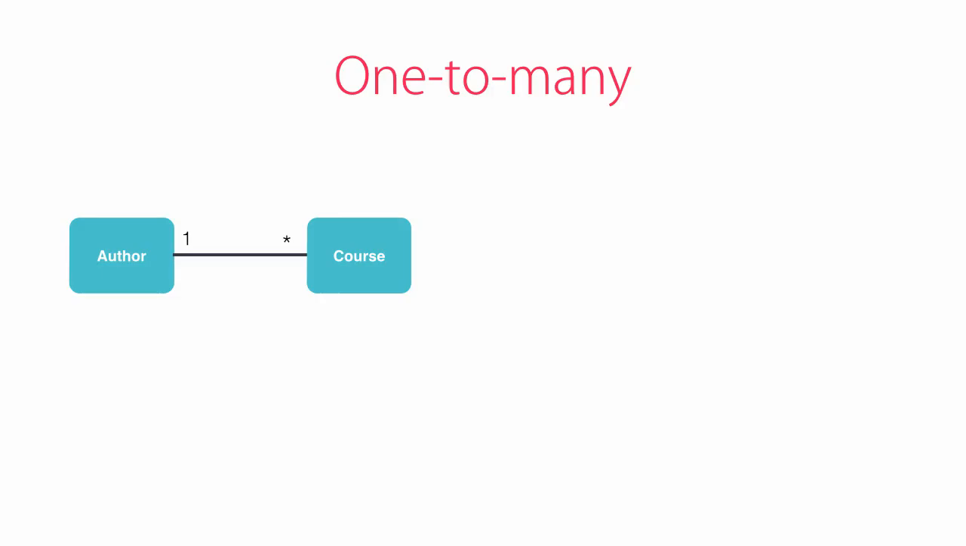So here is an example of a one-to-many relationship. An author can have many courses, but each course has only one author. Again, this is something that I'm assuming here. In a real-world scenario, a course can have multiple authors, but we'll get to many-to-many relationships later in this lecture. So let's imagine we want to configure this relationship from left to right.